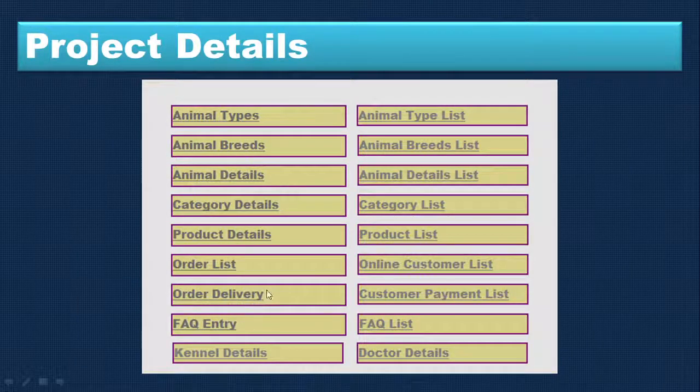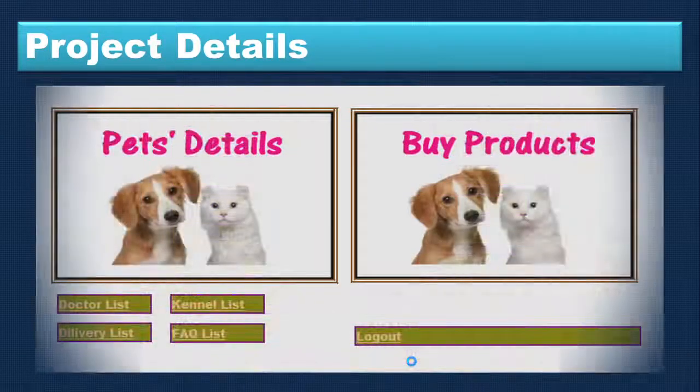With order delivery, we can deliver to the customer. In the customer payment list, if the customer makes a payment, we can see it here. FAQ is frequently asked questions and the corresponding list. Apart from this, you can enter the kennel details and also doctor details, particularly veterinary doctors, so when the customer wants, they can contact the doctors.